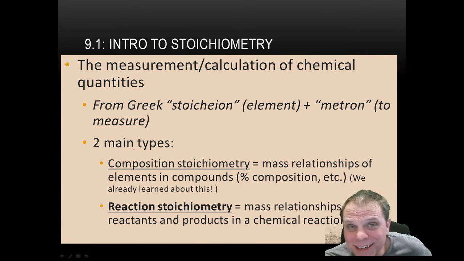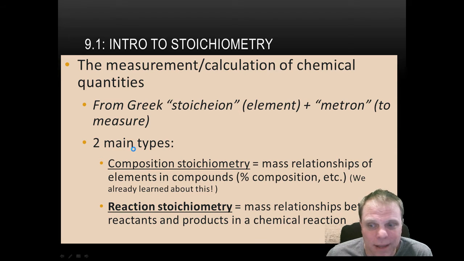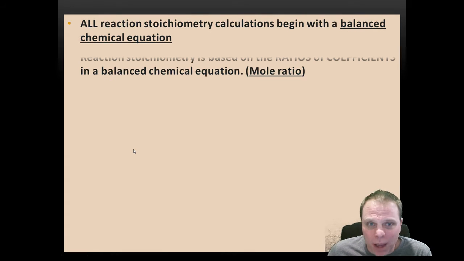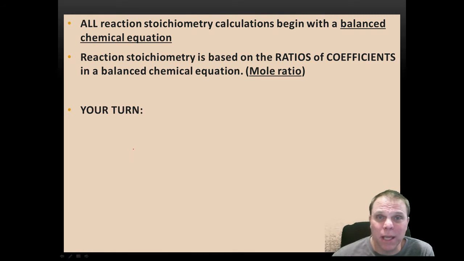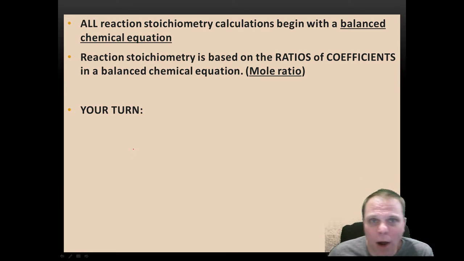And then the thing that you haven't done yet, which we're getting to do now, is reaction stoichiometry. We'll look at chemical equations, and we're going to figure out the mass relationships between the reactants and the products in that chemical reaction. So remember that anytime we're doing a stoichiometry problem, we've got to start with the balanced chemical equation. Start with what? Balanced chemical equation, Powers. Yeah, that's right.